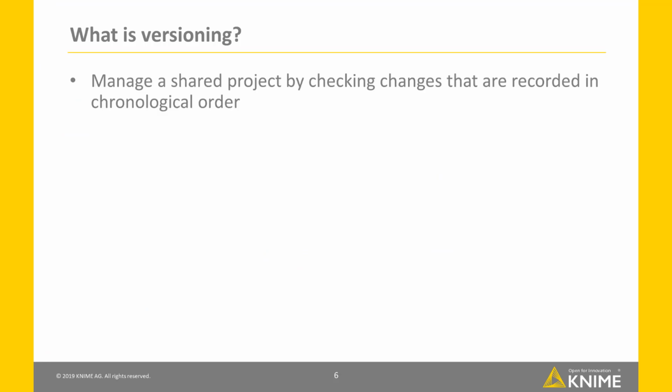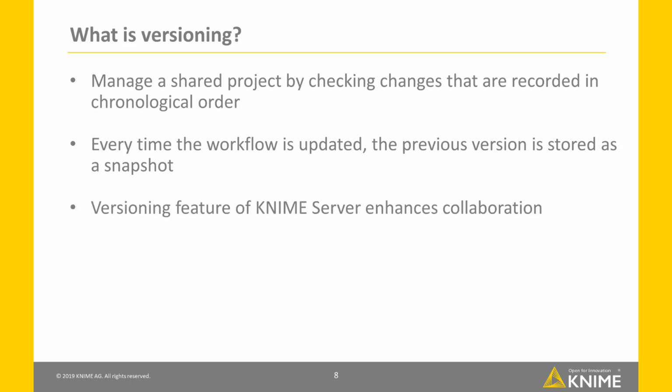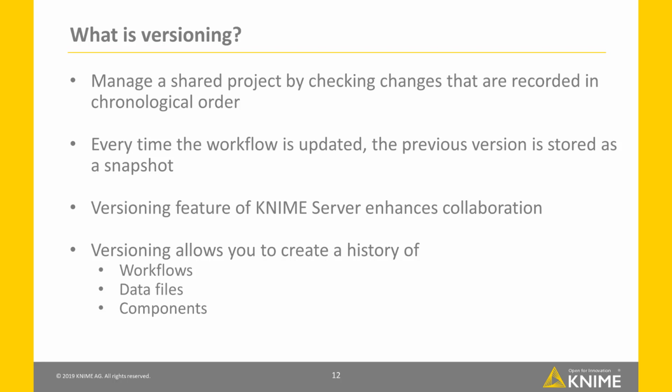Managing such a shared project is easier when changes are recorded in chronological order. This means that every time the workflow is updated, the previous version is stored as a snapshot. We call this versioning, and it's one of the features of KNIME Server that enhance collaboration. This function allows you to create a history of workflows, data files, and components.